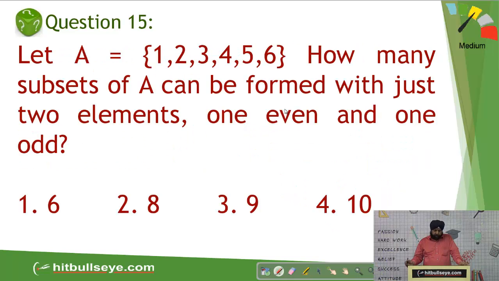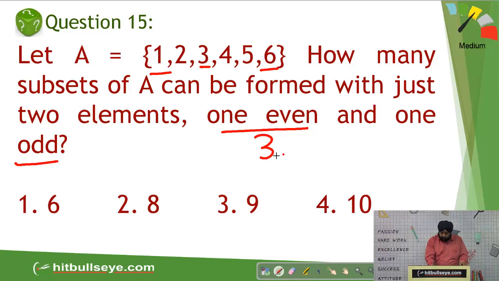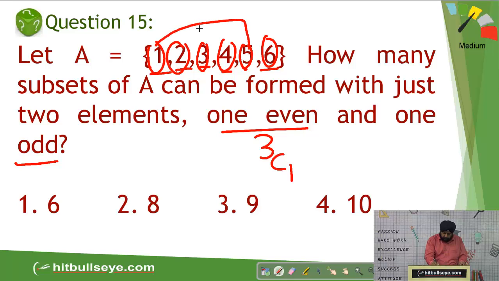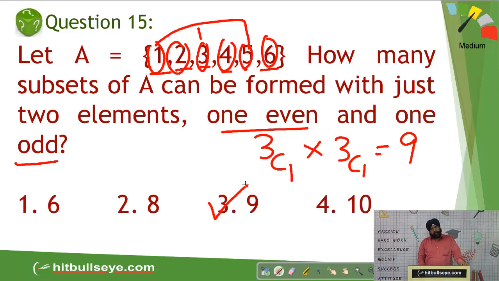The next question, a very good question, in which we have to find subsets of A with just two elements, one even and one odd. You can see there are three odd numbers and three even numbers: 2, 4 and 6 are even, 1, 3, 5 are odd. So 1 out of 3 odd and 1 out of 3 even will give us 3 into 3, 9 as the answer. Hence the third option is the answer.